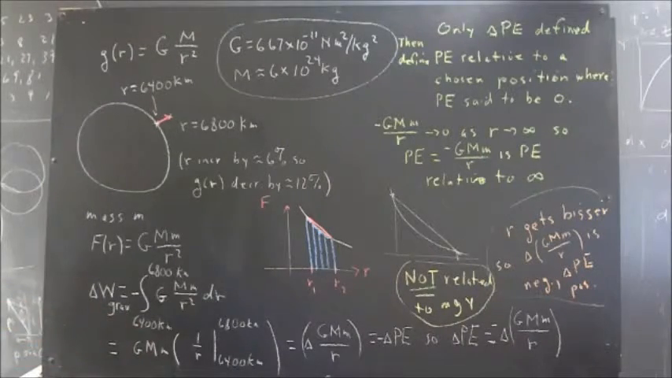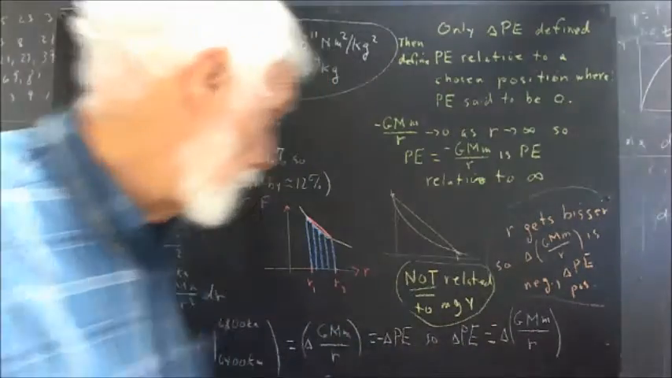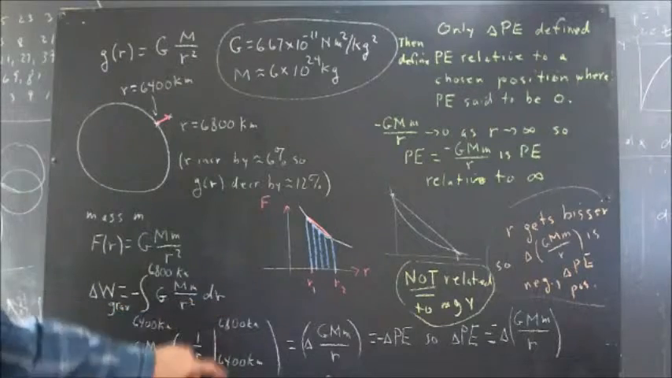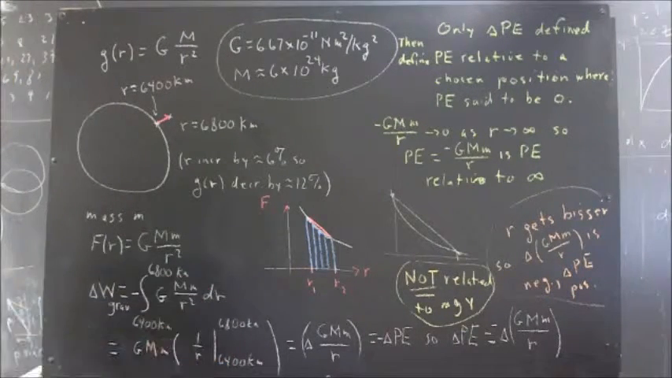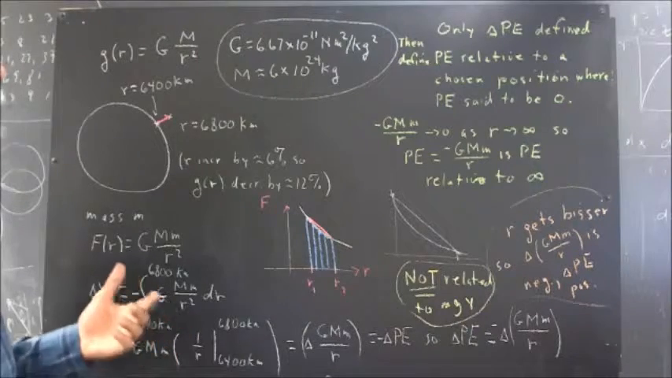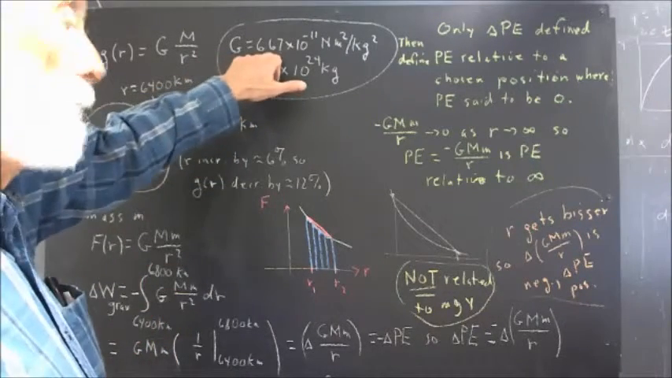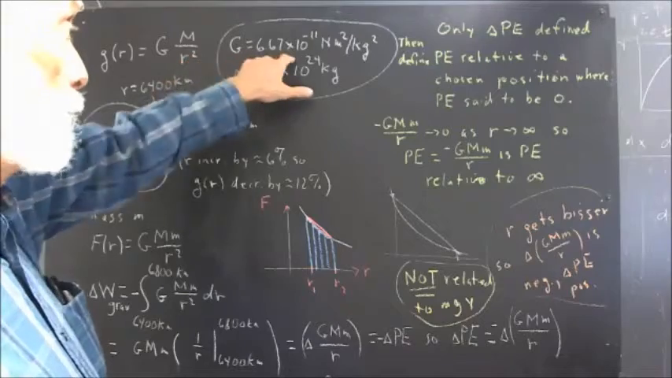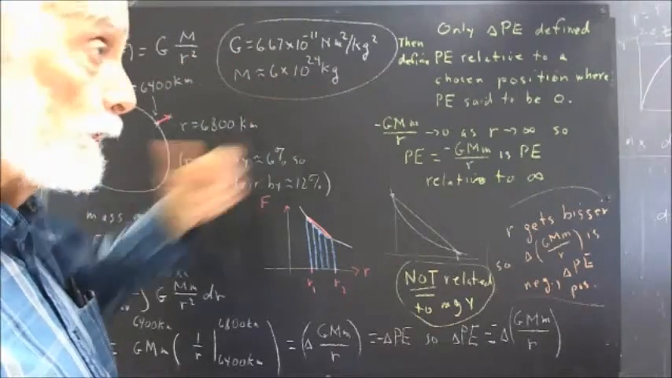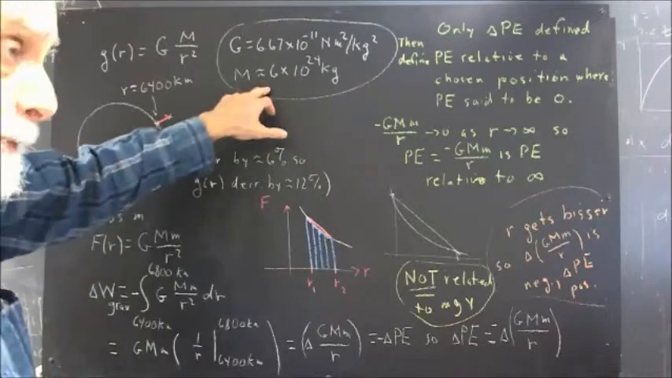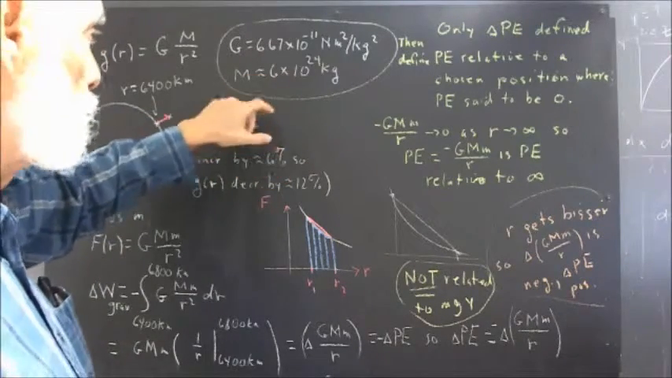Now, if you actually wanted to get a numerical result for this, since we do have a numerical representation of our two distances from the center, I'll give you the numbers, okay? G is this and M is this. Earth has a mass of 6 times 10 to the 24 kilograms. I think it's actually 5.97, close enough to 6.